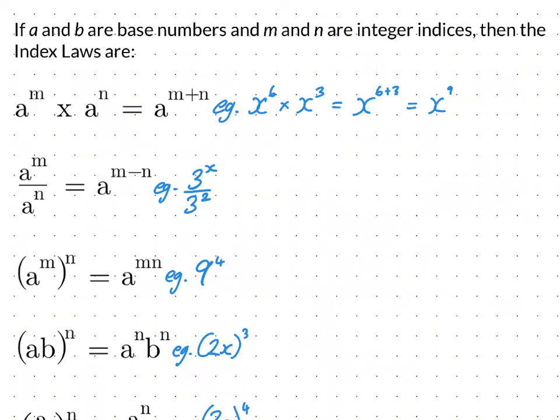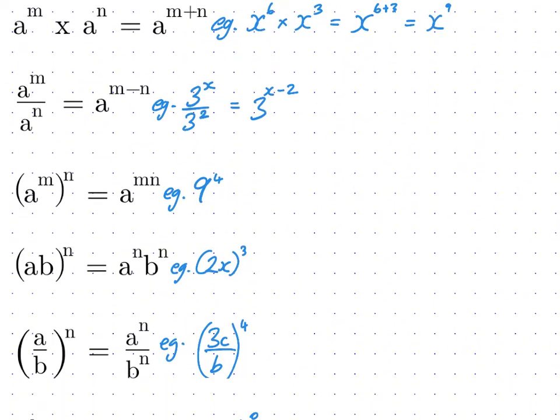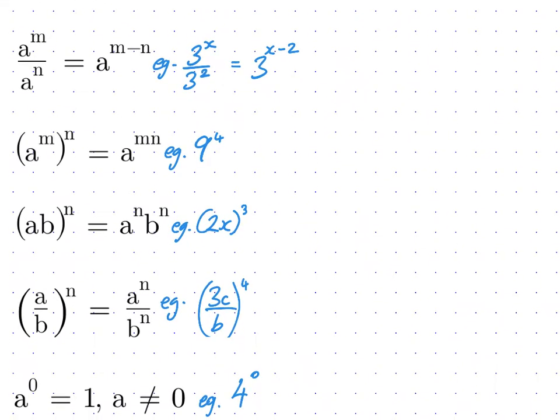So here we have the base number of 3, and then the top power is x minus 2. Because we can't actually work out what x minus 2 is, that is where we leave it. Okay, we've performed the simplification using the index law.